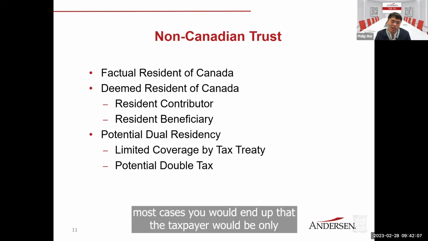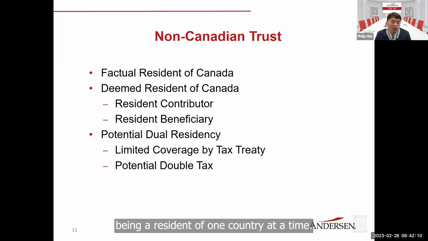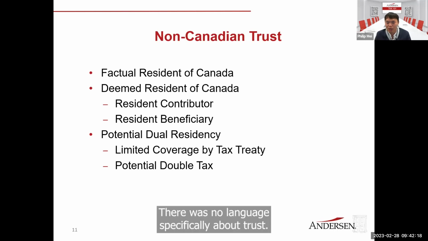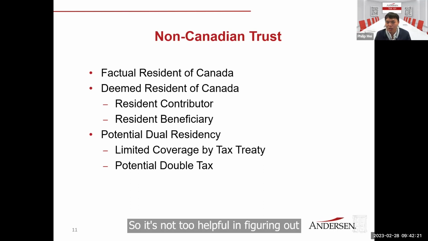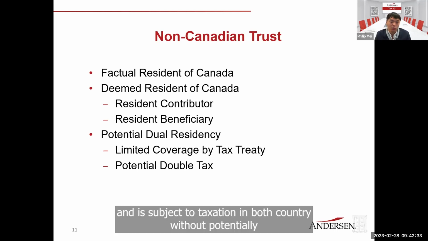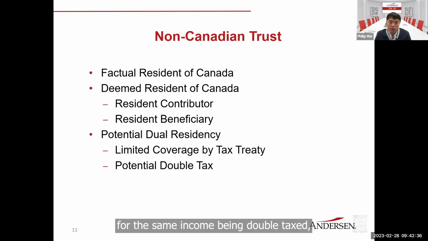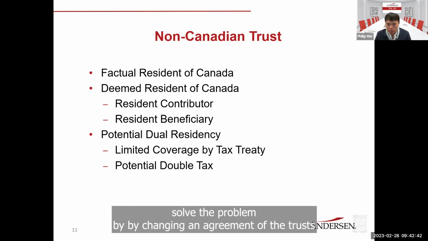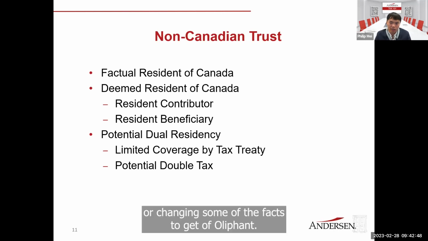In most cases, it would end up that the taxpayer would be a resident of only one country at a time. However, that treaty is not so applicable to a trust. There was no language specifically about trusts, so it's not too helpful in figuring out the residency of the trust. So it could happen that, like I said, the trust is a resident of both Canada and the US, and subject to taxation in both countries, potentially resulting in the same income being double taxed. That's when we try to get in, and hopefully we could solve the problem by changing certain agreements of the trust or changing some of the facts to get out of it.